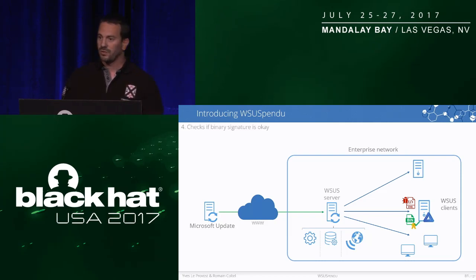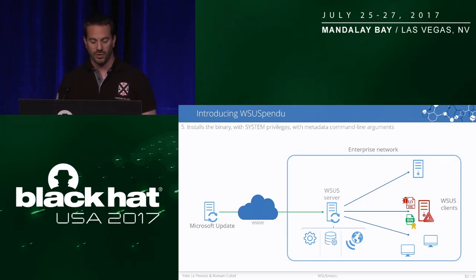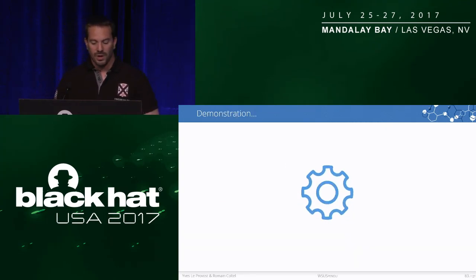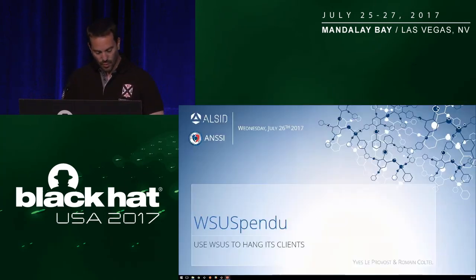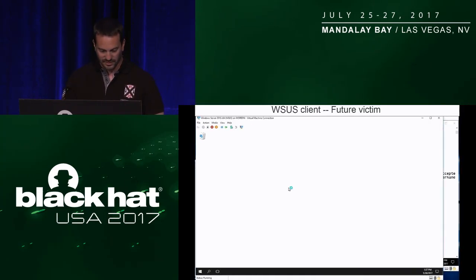Once these updates have been downloaded, the client checks the signature, and since it's OK, clients install it with system privileges, as previously mentioned. We have a video to demonstrate what could be done once we have compromised a WSUS server.